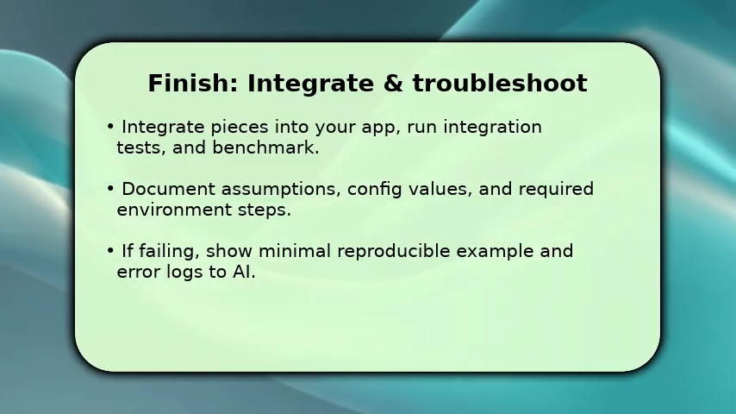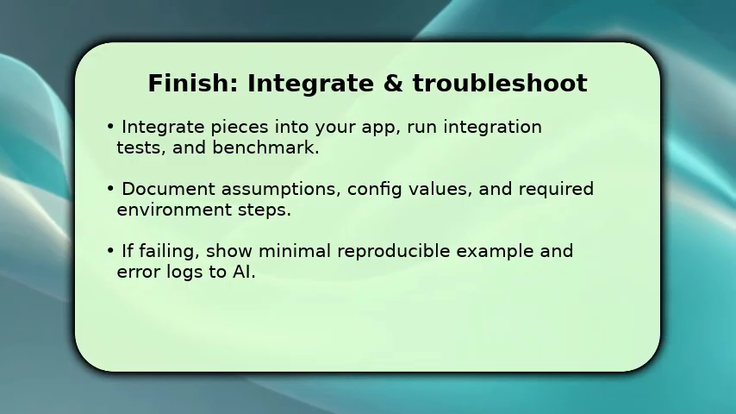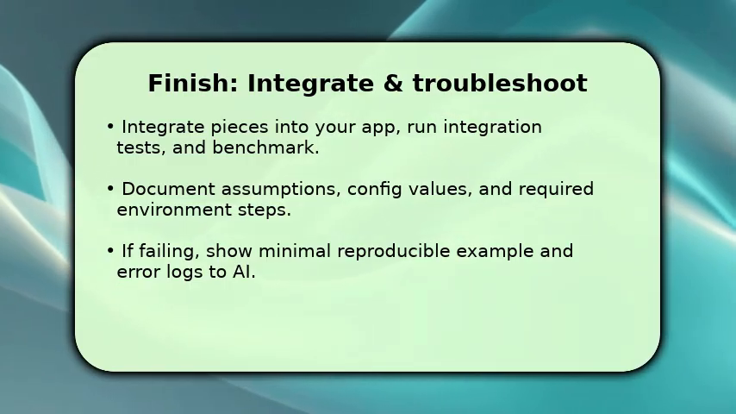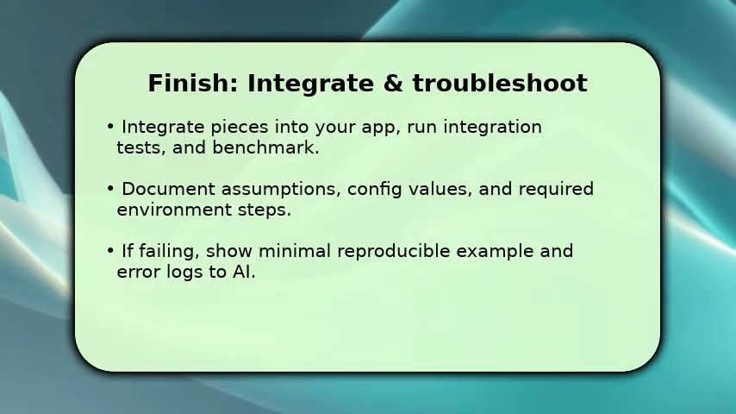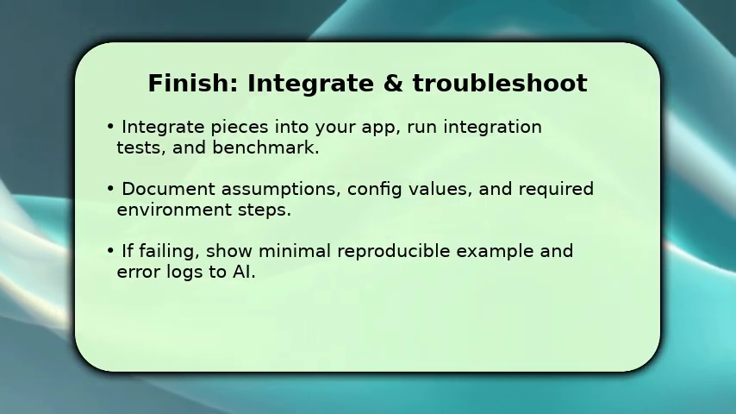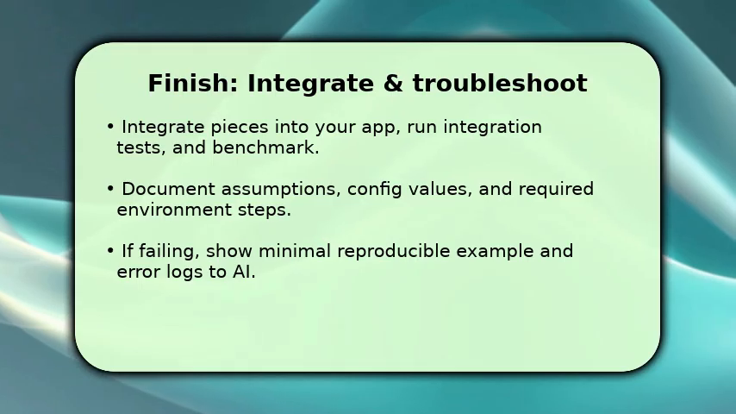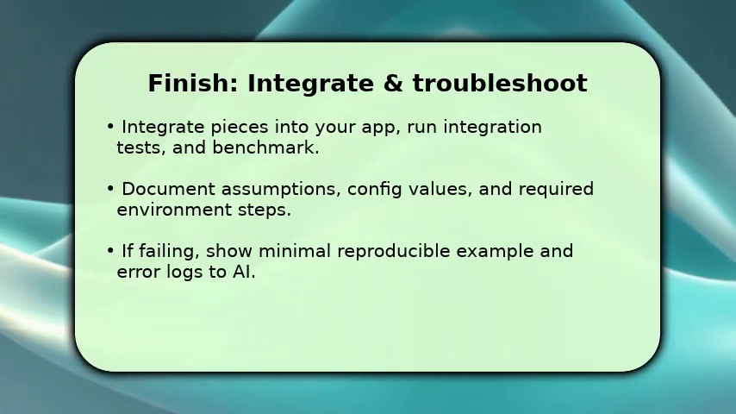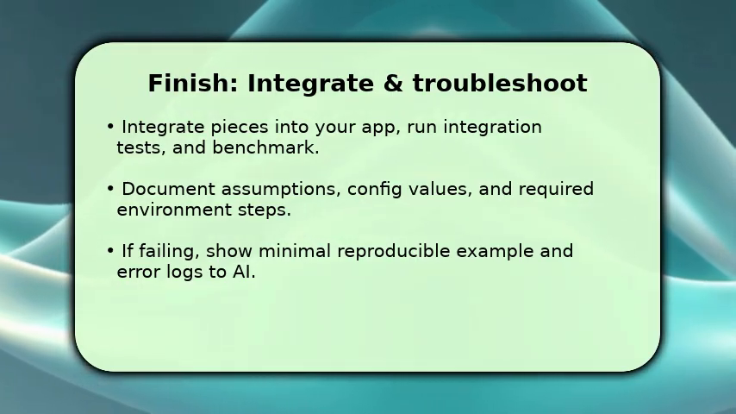If you hit a blocker, create a minimal reproducible example that isolates the failure, capture full error logs, and present that to the AI for focused debugging. One key troubleshooting tip: always reduce the problem until the failing case is as small as possible before asking for help.